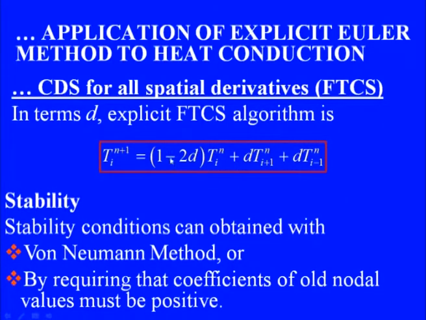So, this is one of the ways in which we can measure the stability of an explicit scheme: to look at the coefficient of each term and require that each coefficient must be positive. Now, let us try and derive this stability condition using both the approaches. First, let us have a look at the von Neumann approach. So, von Neumann stability analysis.